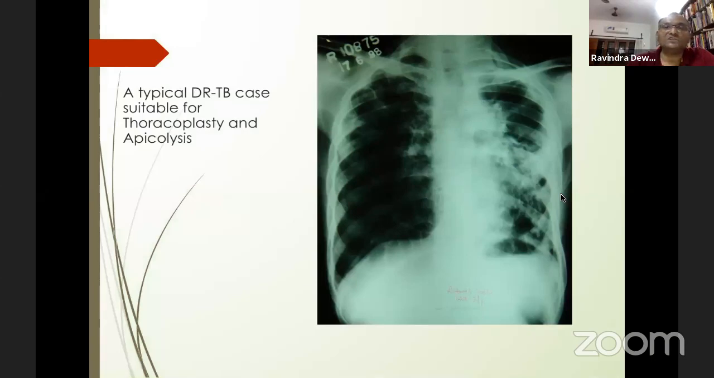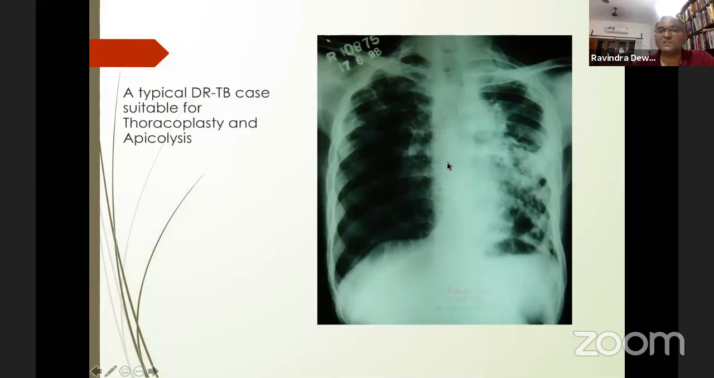Now, this is a typical case of DRTB. If you can see, there's a large cavity, almost destroyed lung. But this patient, I'm showing as an example, has bilateral lesions. This X-ray doesn't clearly show, but there are sufficient lesions on the right side. So this patient cannot be offered pneumonectomy. One should never take up a case for pneumonectomy if there are sufficient lesions on the other side also.